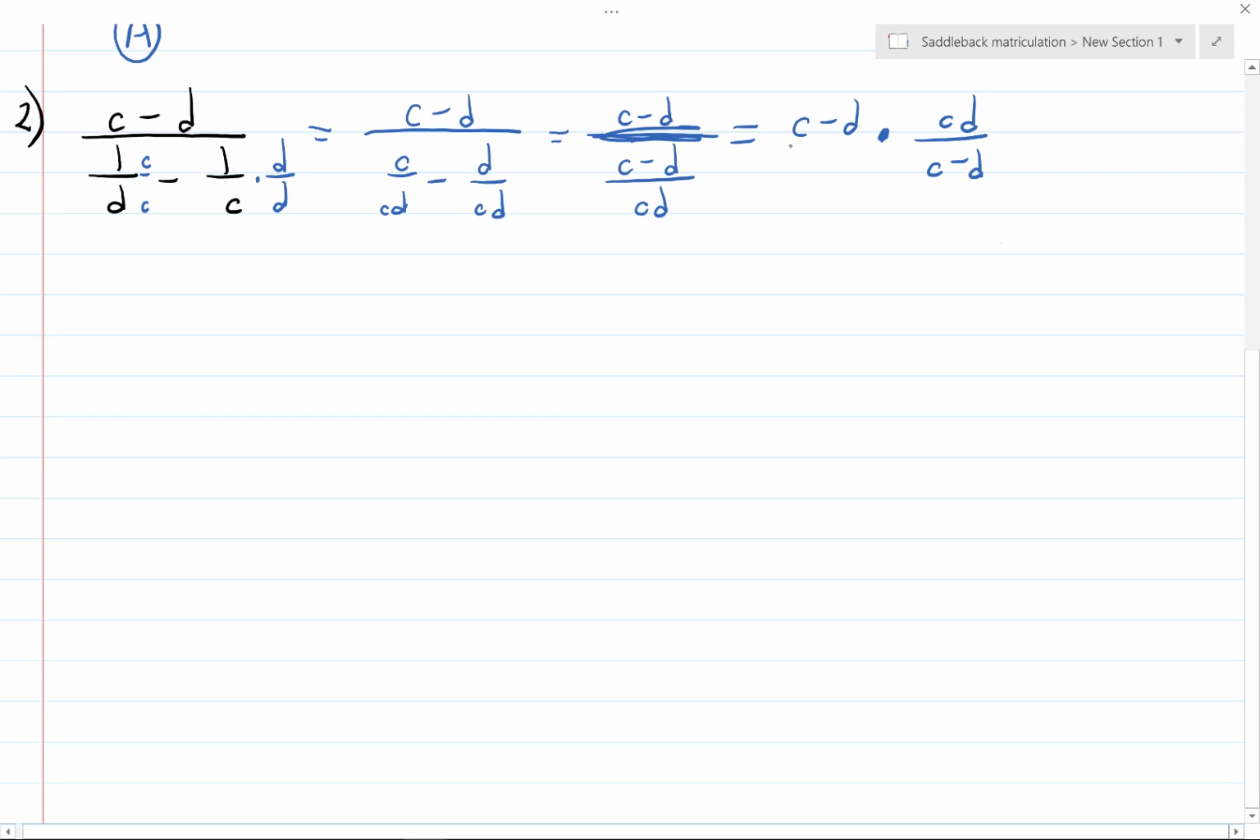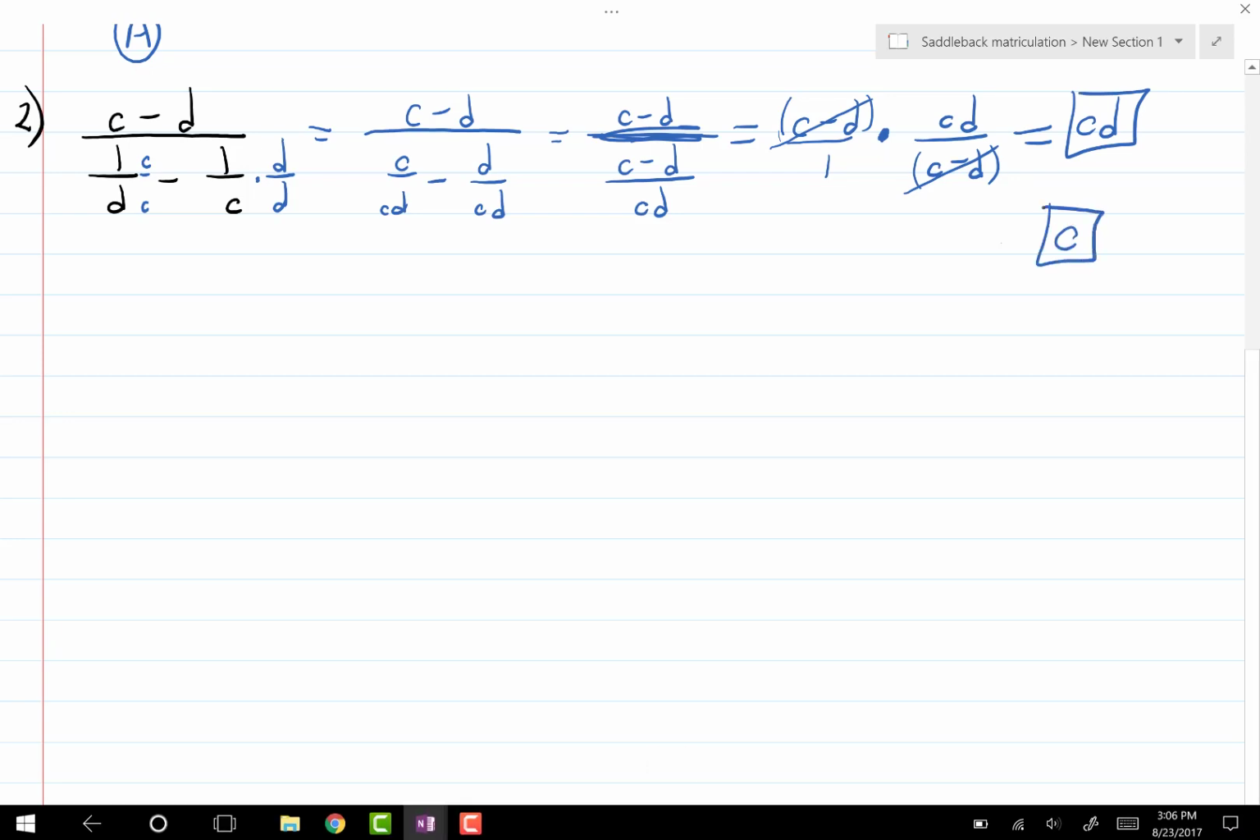And now we're quite happy because this c minus d on top is the same as that c minus d on the bottom. They cancel to make a fancy form of 1, and my final answer is just that cd. That is the only survivor. So we see that answer choice as C, and there you go.